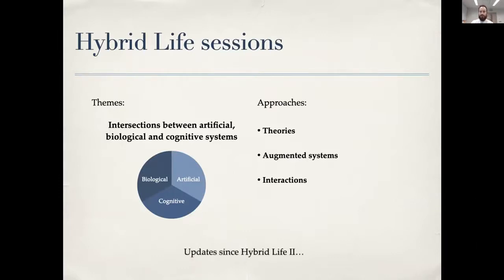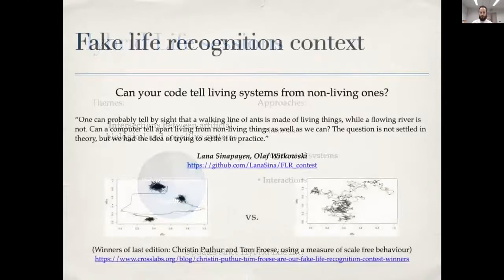A little update since last year, which was probably the main highlight for some of us organizers, in particular Lana and Olaf, who were in charge of organizing this fake life recognition contest, which was a challenge where you were given different time series, XY positions of different objects, different animals, whatever you might think they may be. You see a couple of examples here at the bottom, and your task was to decide whether they were coming from living or non-living systems.